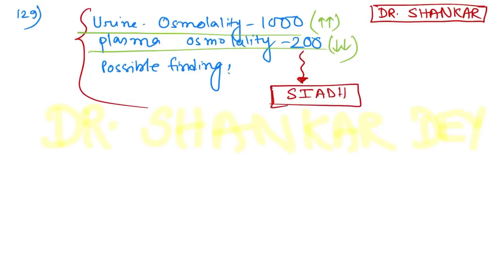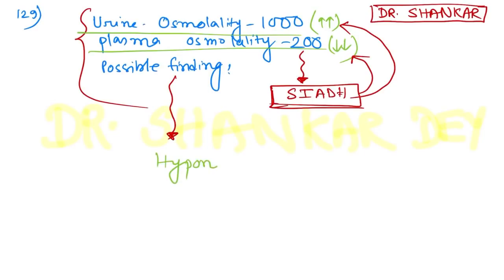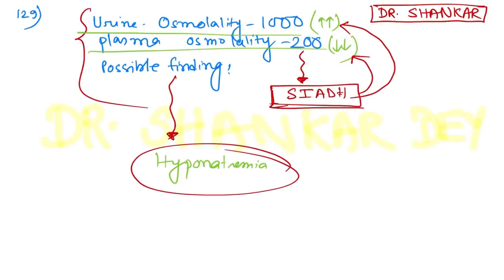Because of the ADH hormone, more water absorption is happening, that is why plasma osmolality is low. Water absorption is more, so urine osmolality is high and the urine is getting concentrated. That is why it is SIADH. So the possible finding among the options given in tomorrow's exam, I think one of the options was hyponatremia. So I think this is the answer. Hyponatremia is seen in SIADH.